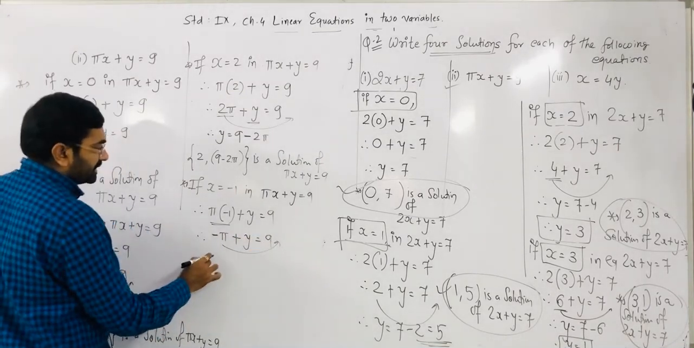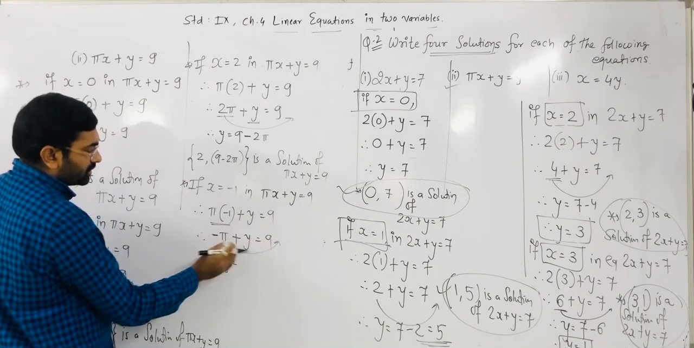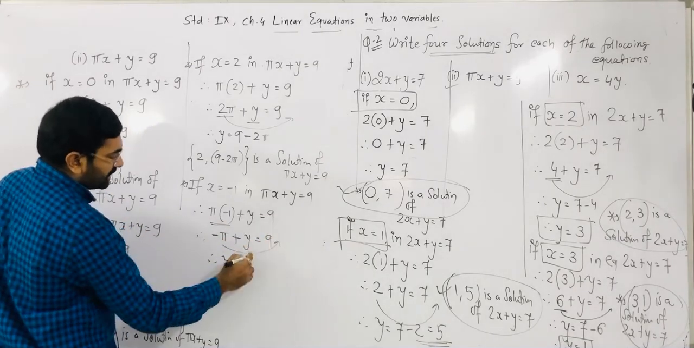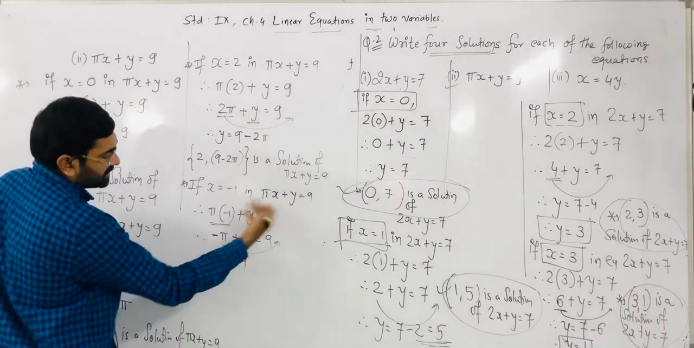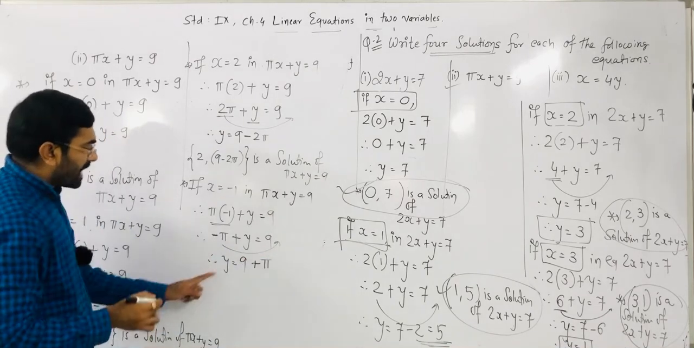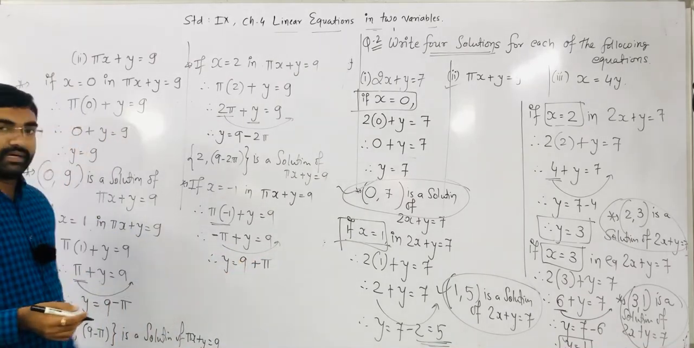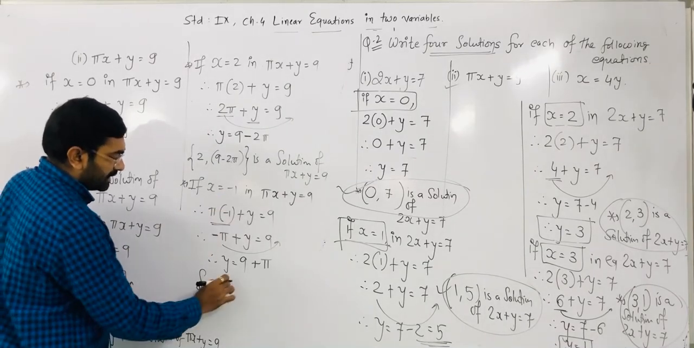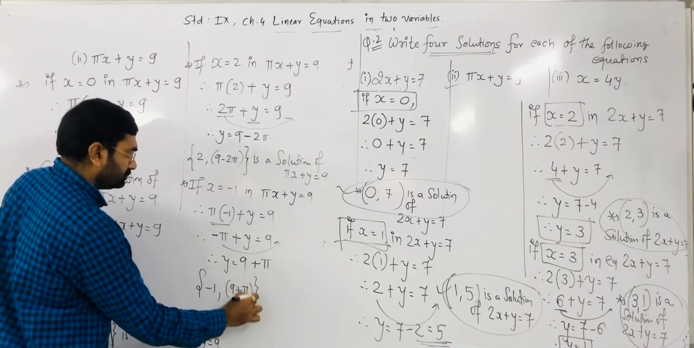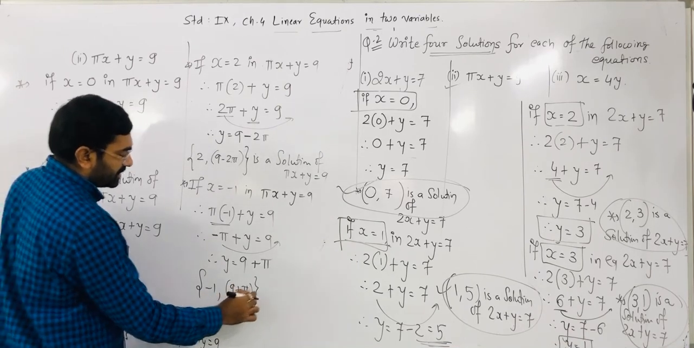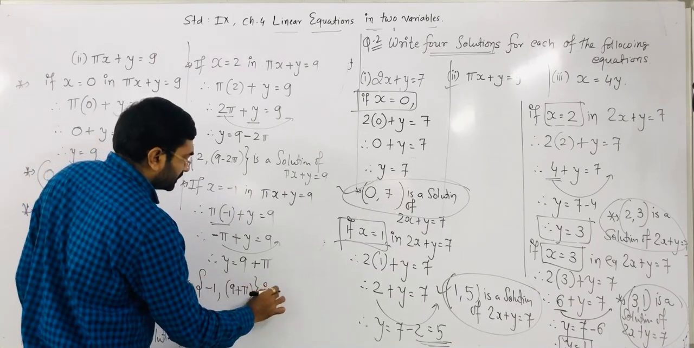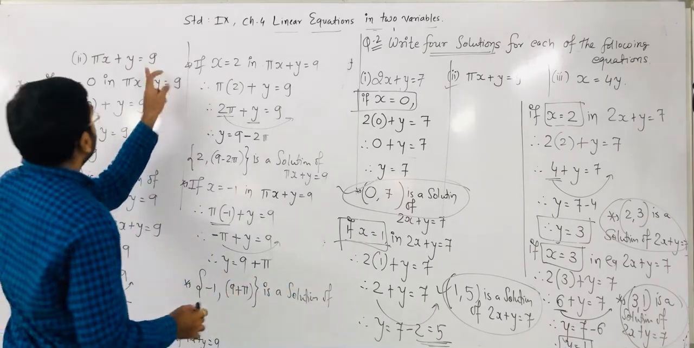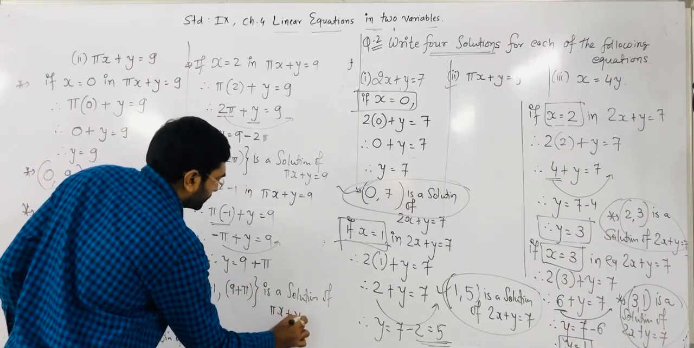Minus pi goes to the right hand side, so it becomes plus pi, because whenever any term goes to the other side of the equals sign, its sign is changed. Here 9 is there already. Minus pi comes to the right hand side, so it becomes plus pi. So what y value do we get? 9 plus pi. So which solution do we get? X value is minus 1, then we get 9 plus pi. Then x is minus 1, y is 9 plus pi is a solution of the given equation pi x plus y is equal to 9.